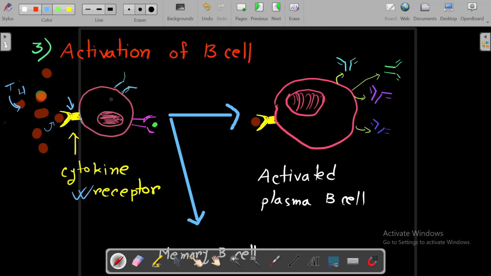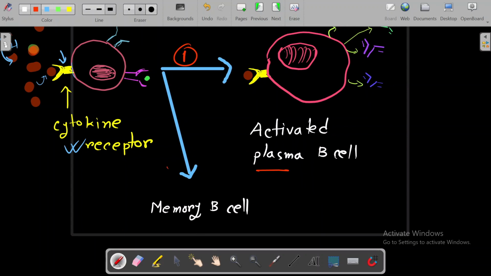When the cytokine binds with the cytokine receptor on the surface of the B cell, this B cell gets activated, and after this activation, the B cell mainly forms into two types of cells. One is the plasma cell, and the other is the memory B cell. At the beginning of the humoral immunity, we knew that mainly antibody is involved in the humoral immunity. So this antibody is mainly produced by the plasma cell.